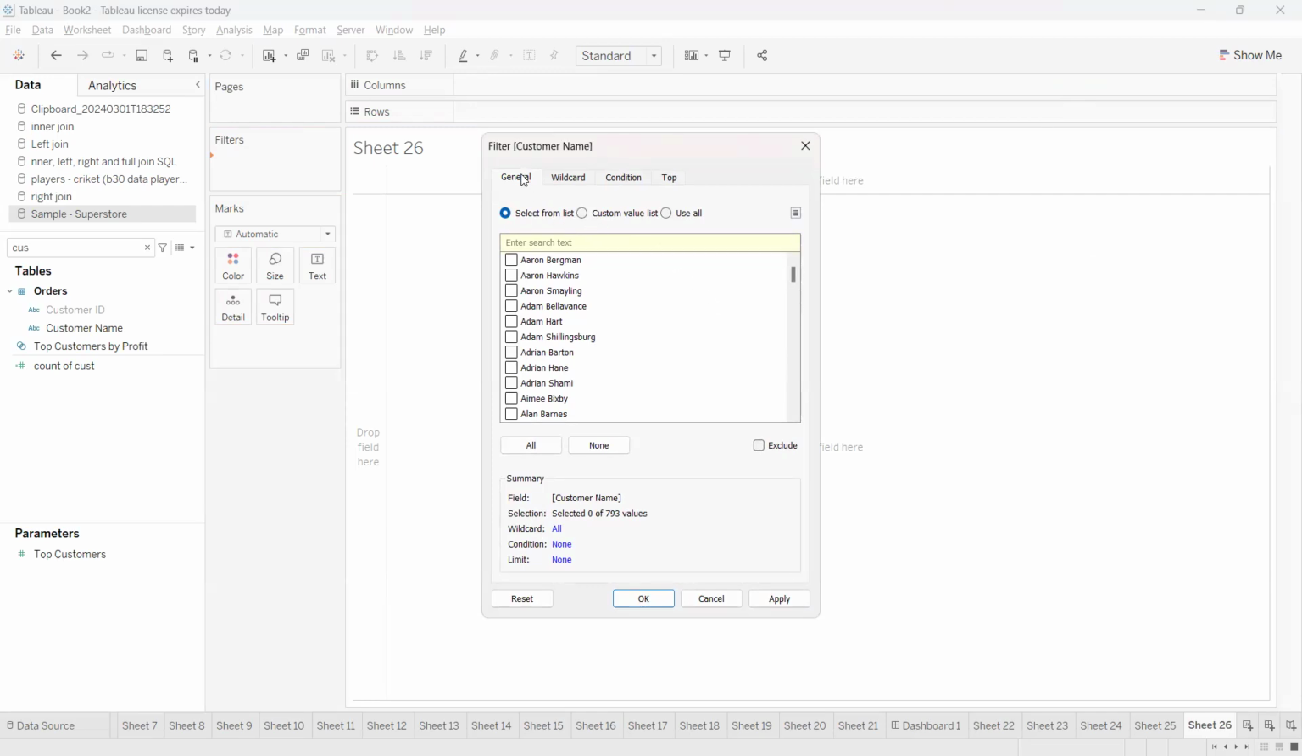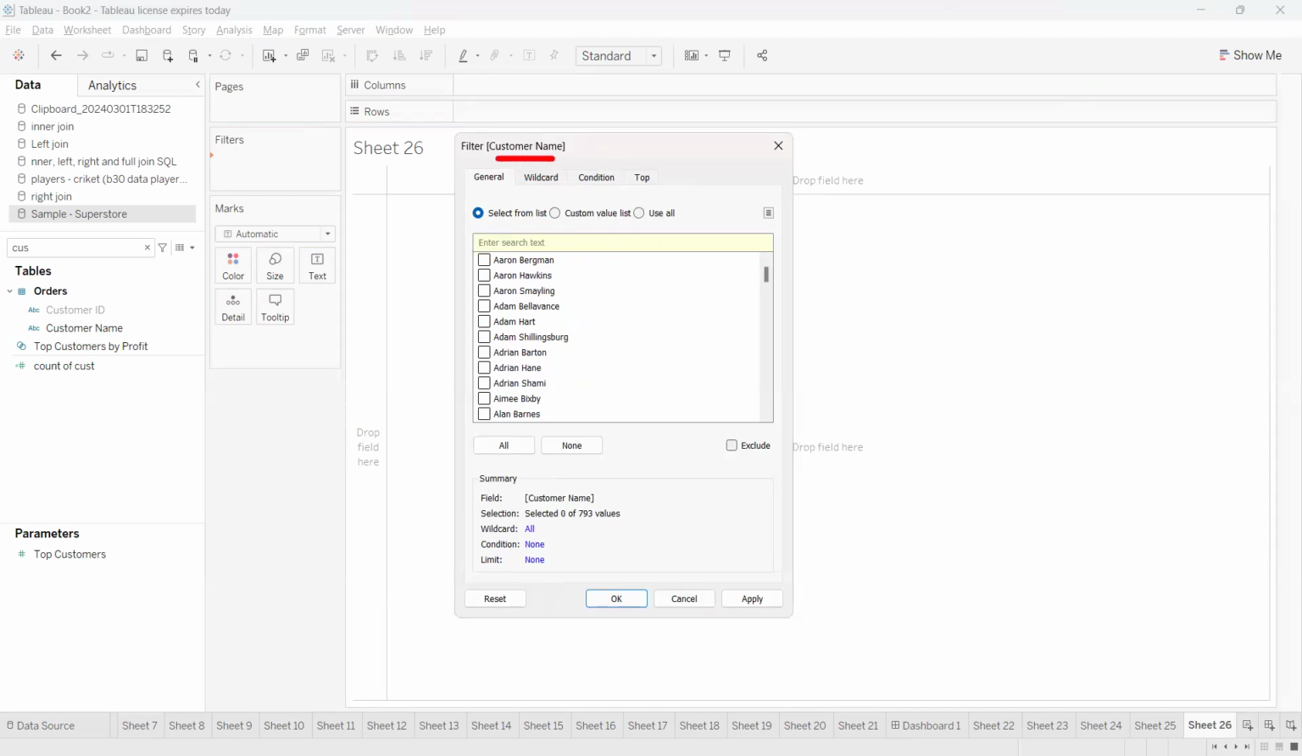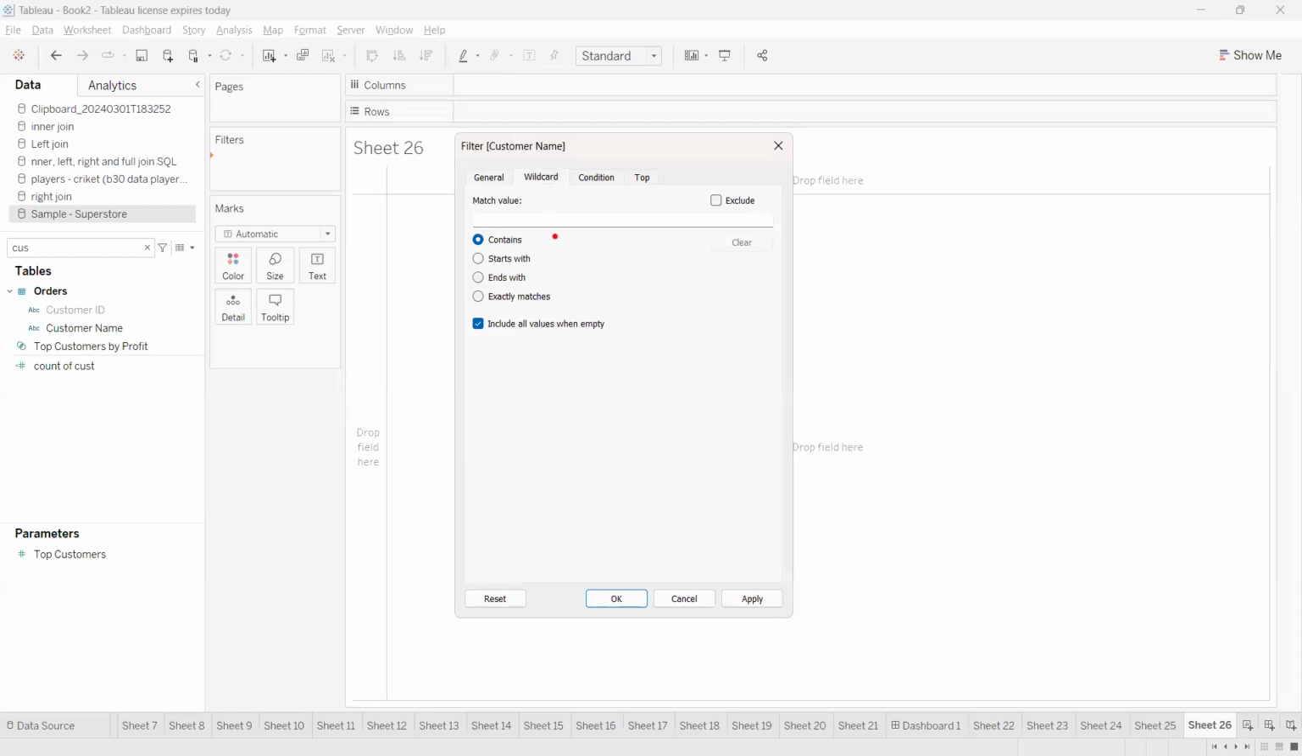If I use the general option, I'm able to select all the customers here. So here I can choose only the values which are in the customer name. These are the persons, Aaron Bergman, Aaron Hawkins, like that. So in the general option, I can see only that particular dimension's values. Similarly, in the wildcard option also, I can filter the data based on the customer name values only.